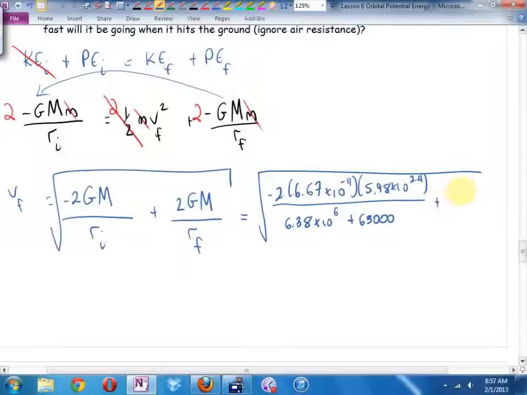And then it's going to be plus the same thing. I'm running out of room. Over 6.38 times 10 to the 6th. The final radius is hitting the Earth's surface. Yeah, I think.